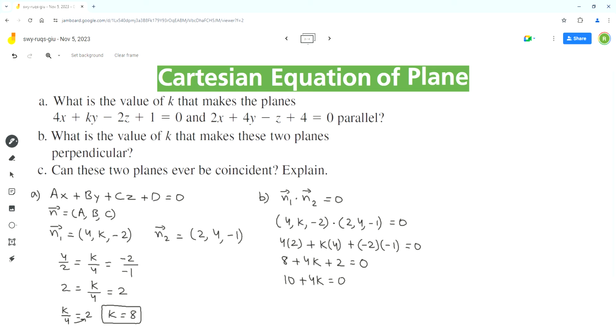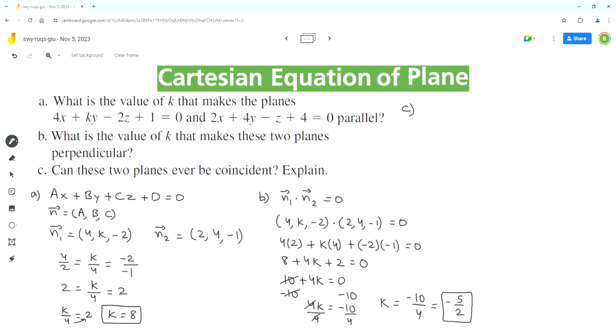We can subtract 10 from both sides. Next, we can divide both sides by 4. And we can reduce this fraction to negative 5 over 2. So this should be the value of k that will make these two planes perpendicular to each other. This should be the final answer for part B. Now we can answer part C.